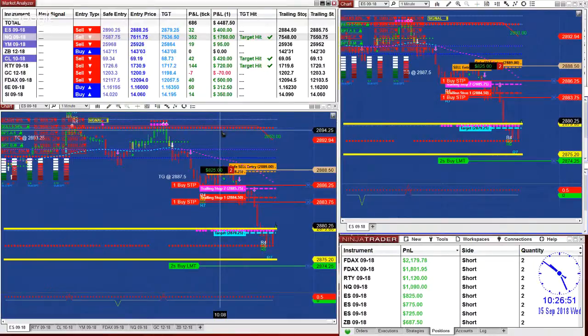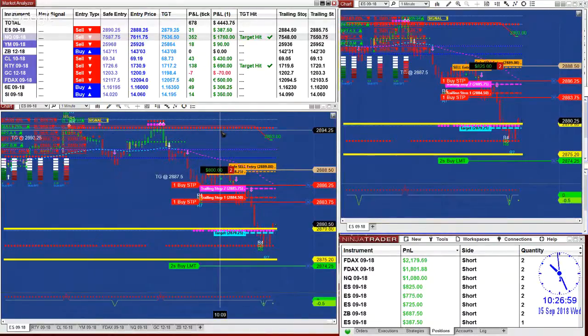The party on the ES is over, and the party on the YM is over. So this is where you need to close those trades. It is finished, it is over. The run is finished, the run is over.